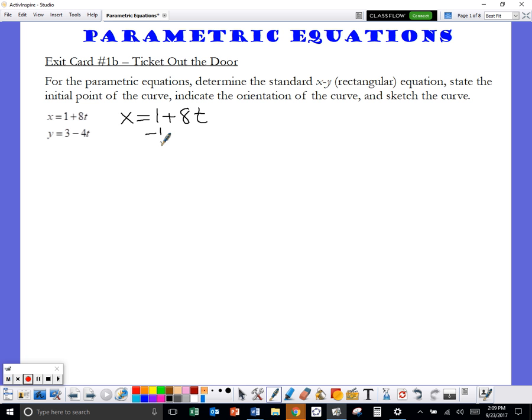Subtracting 1. Dividing everything by 8. Then rewriting. We simply plug this back into the other equation for t and simplify.